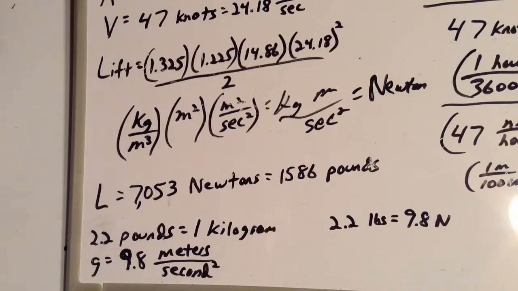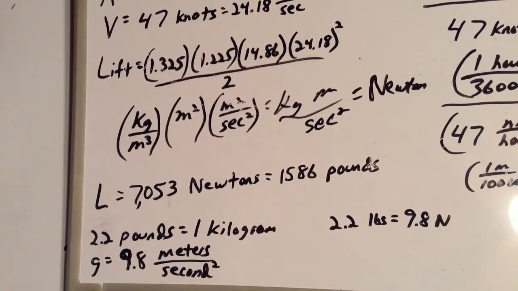The drag equation is almost identical to the lift equation. The only difference is that you substitute the coefficient of drag for the coefficient of lift. All the other stuff's the same: the density, the wing area, the velocity squared. So the air density, wing area, and velocity are all the same.